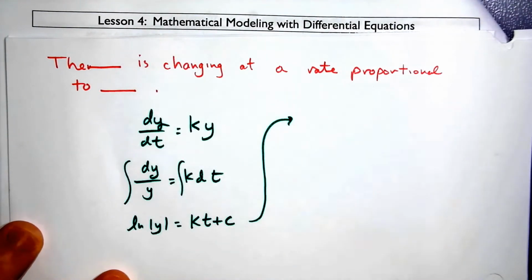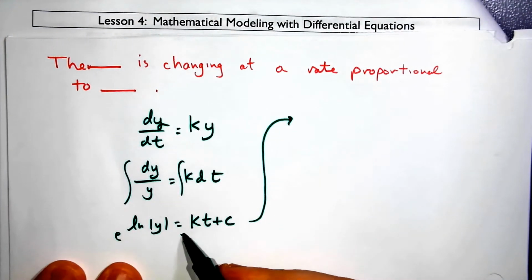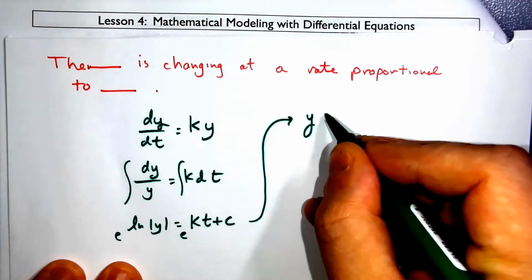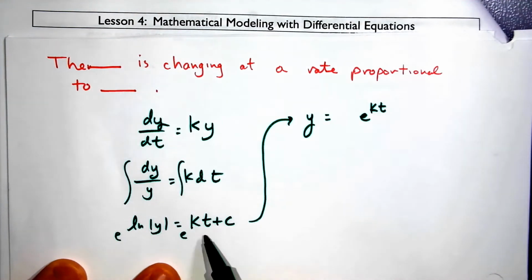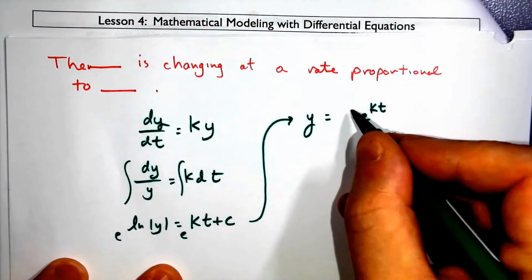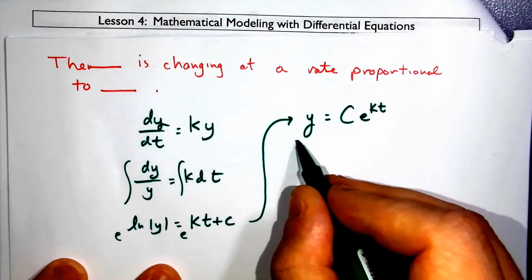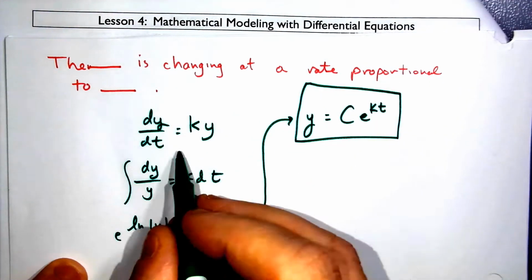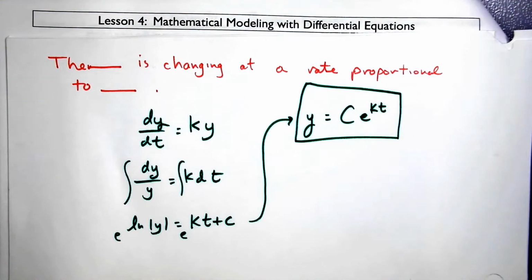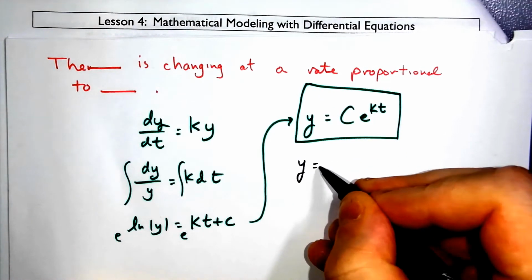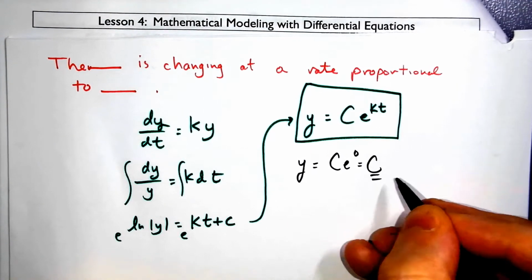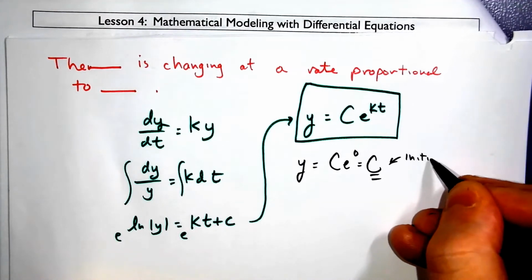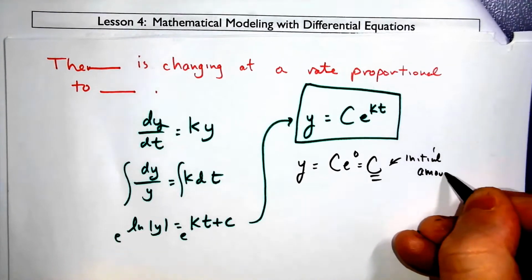As we've described in other videos, if I now raise e to the power of both sides, I end up getting y equals e to the kt times e to the c, but that becomes a leading coefficient, and so this is just always the solution to this differential equation. And in fact, if you were to replace t with 0, then you get y equals c e to the 0, which is c. So in other words, c is your initial amount. So that is a shortcut.